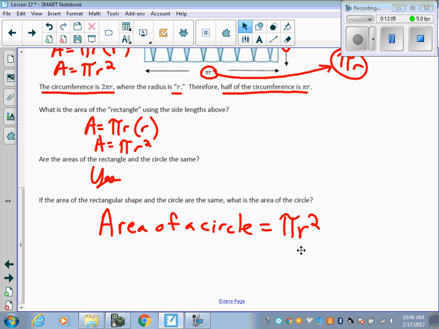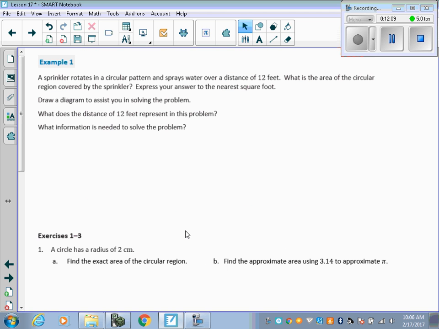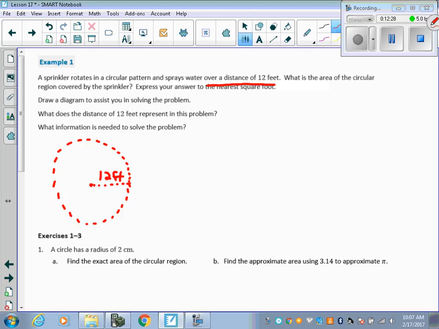Now, back to this. So we got area equals pi r squared. Go to the next page, and it talks about a sprinkler. Well, if you think about a sprinkler, you got the sprinkler system right here, and it shoots out water. The water goes over a distance of 12 feet. So this would be 12 feet. And then the sprinkler system goes around the whole entire area there. So this 12 feet is really the radius equals 12 feet. Okay, that would be the radius.